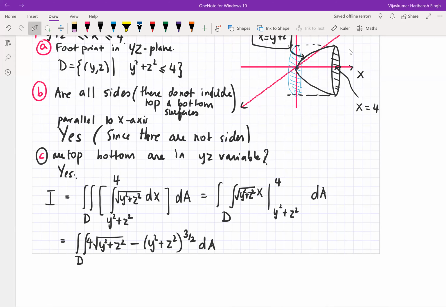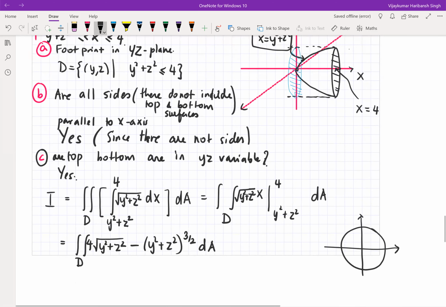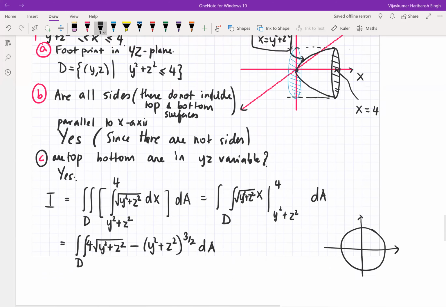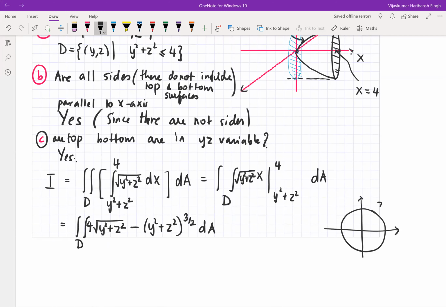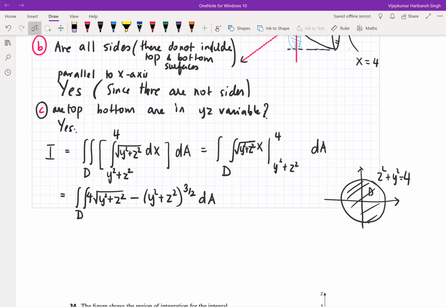Now to solve this, you should realize that we are in the yz plane, and this is x square plus y square equals 4. And now it's totally a problem of double integral. In this case, we can use polar coordinates, right? That would be more suitable, right?